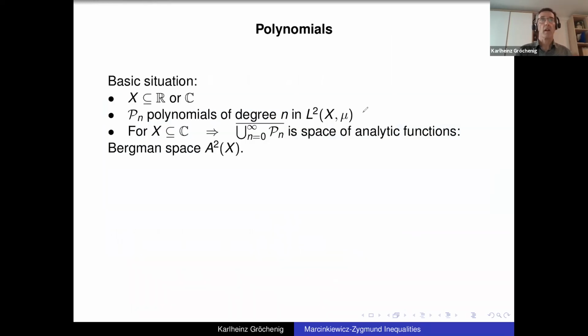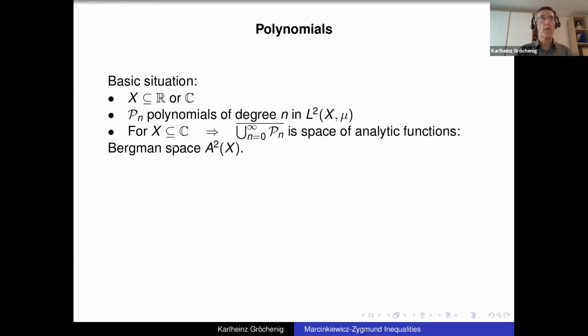Okay, so that's the general setup. And now let's just look at the most basic cases. The set X would be a subset of the real line or the complex plane. The most natural sequence of nested subspaces would simply be the subspaces of polynomials of degree n.